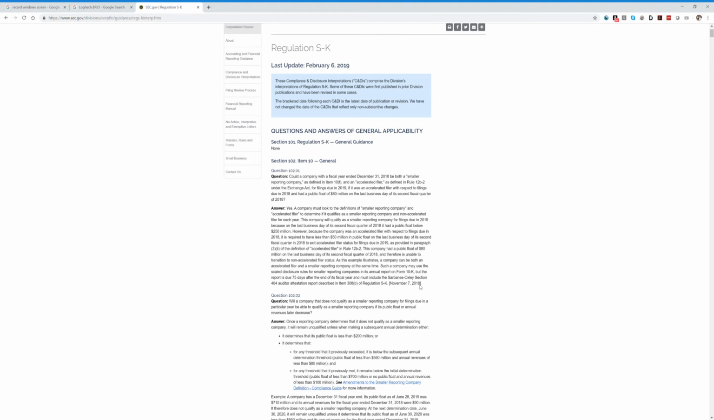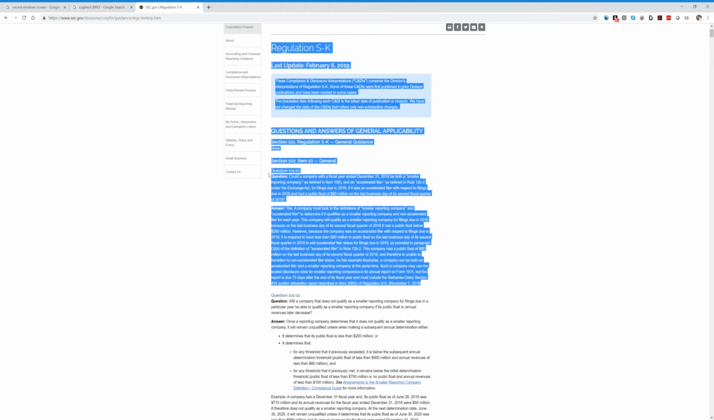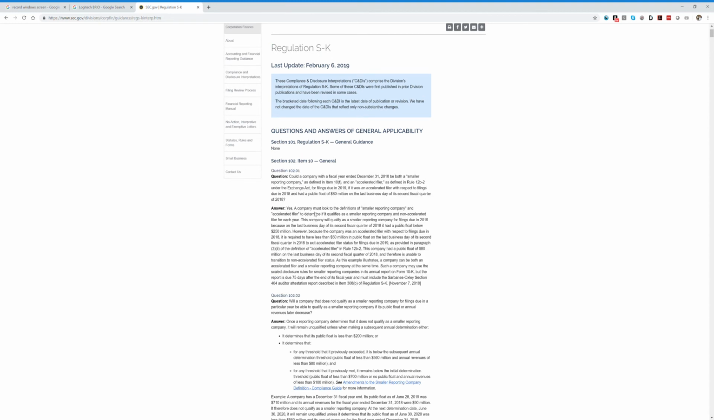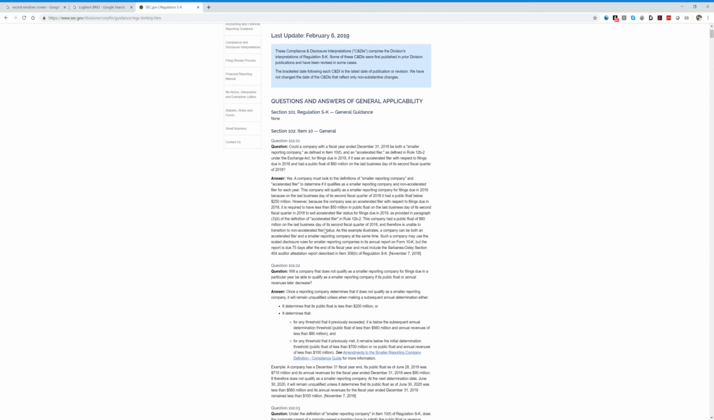associated with the response. And so sometimes you might reference a C&DI to another practitioner or to someone else just trying to understand how to interpret a rule, and this would be C&DI 102.01. And if you were just to copy this C&DI here, you could copy it and send it to someone as an example of how to interpret this portion of Item 10.